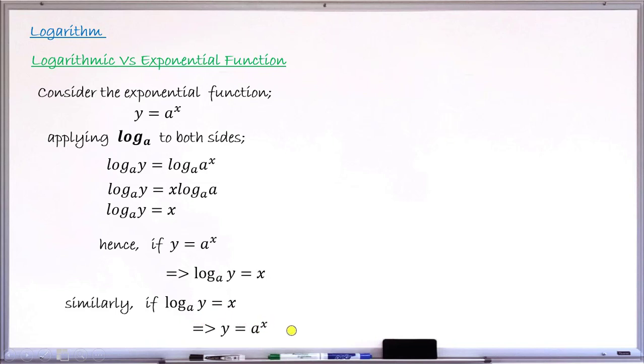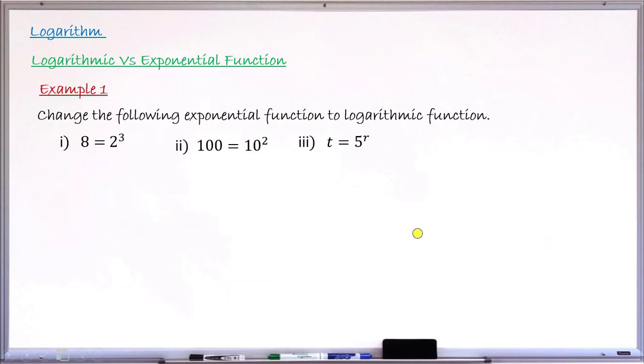We try to take examples of how we can convert exponential to logarithmic and logarithmic into exponential functions. Let's just move and take examples. Example number 1: we are asked to change the following exponential functions into logarithmic functions. Number 1, 8 equals 2 raised to the power of 3. Number 2, 100 equals 10 raised to the power of 2. Number 3, t equals 5 raised to the power of r.